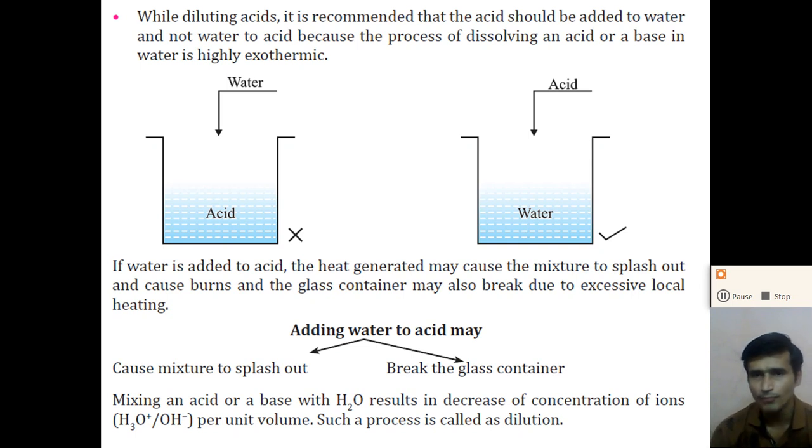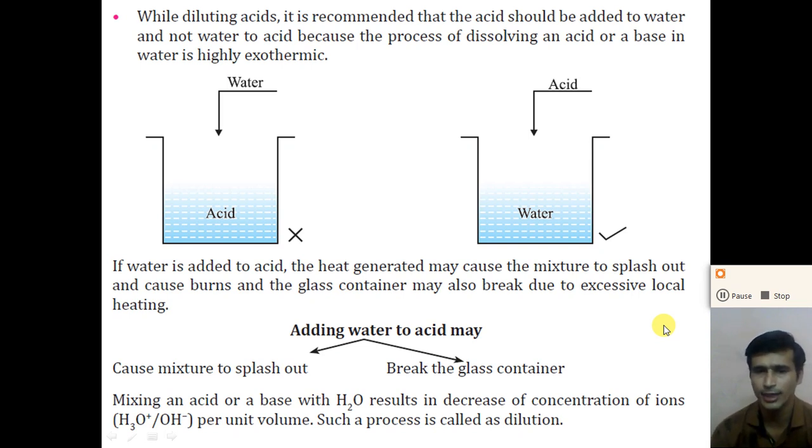So when the acid reacts with the water or the base reacts with the water, the process is highly exothermic. That means heat will be produced, and the excessive heat causes the mixture to splash out or break the glass container. This process of diluting an acid or base in water is called dilution. So dear student, I hope you understand what happens when acid and base react with water. Acid reacts with the water to produce the H3O plus ion, whereas the base reacts with the water to produce the OH minus ion.